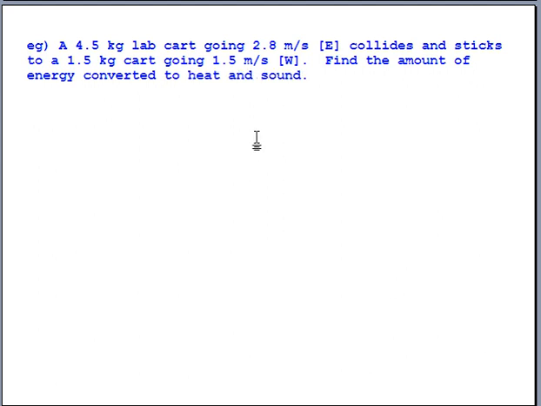Don't go there first. Whenever you see that there's a collision, every single time, momentum is your friend. Use momentum to help you find perhaps a velocity, and then later on we'll look at this heat and sound thing. But you can't go there right away. So you've got to pick up on that word collision or collides and say, I'm going to go with the idea of conservation of momentum. The idea that the total momentum before, when the lab carts are moving independently, is equal to the total momentum later on.